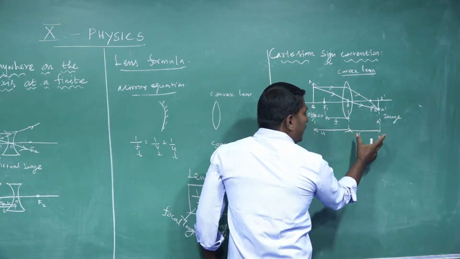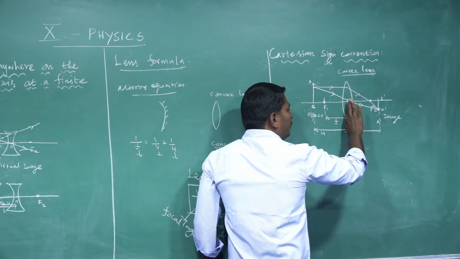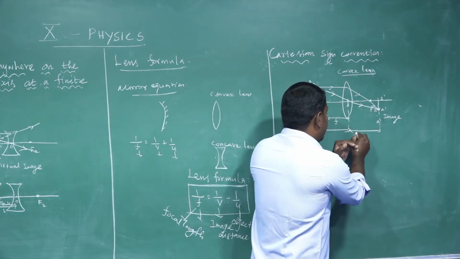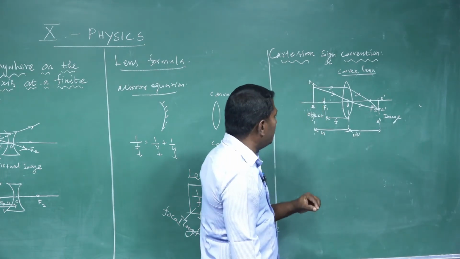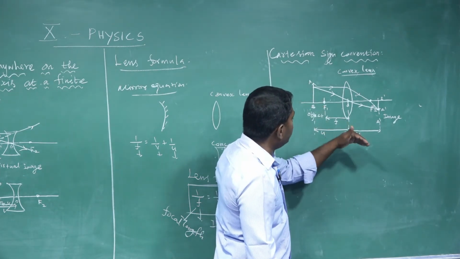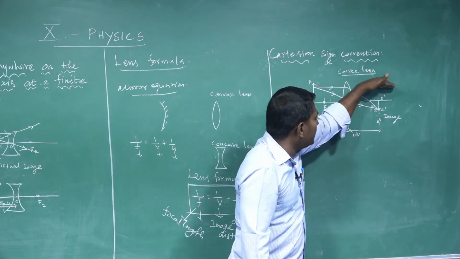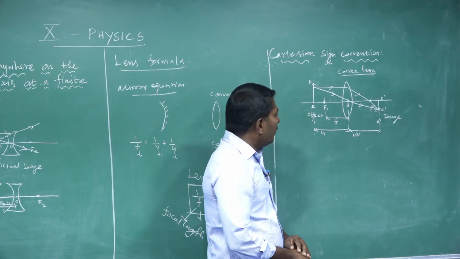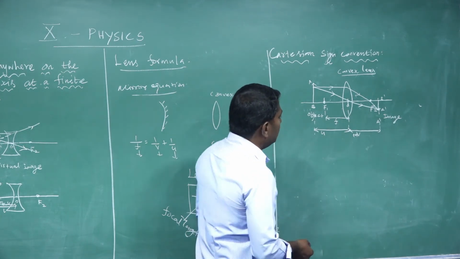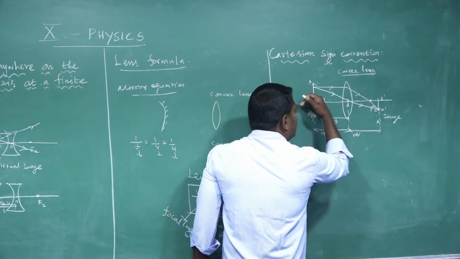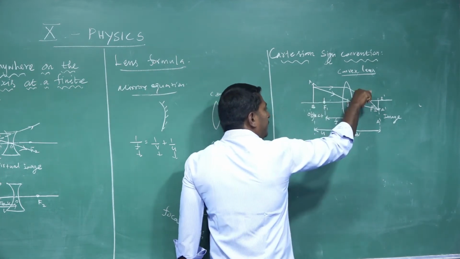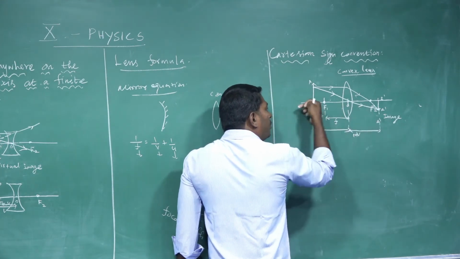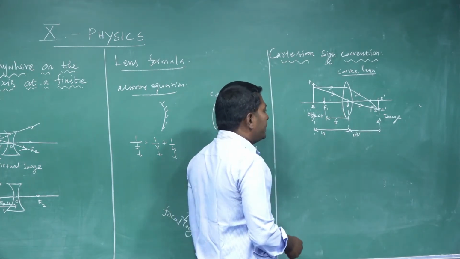How do we measure this image distance? Any distance is measured from the optic center. We measure along this direction. That image distance is taken as positive. That is the Cartesian sign convention. Any distance measured along the direction of incident ray is positive. This is the incident ray, but if we measure any distance in opposite to the direction of incident ray, the distance is taken as negative.